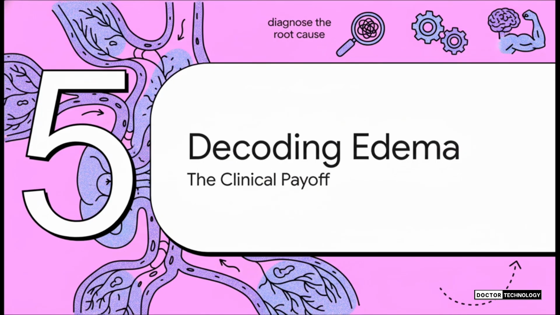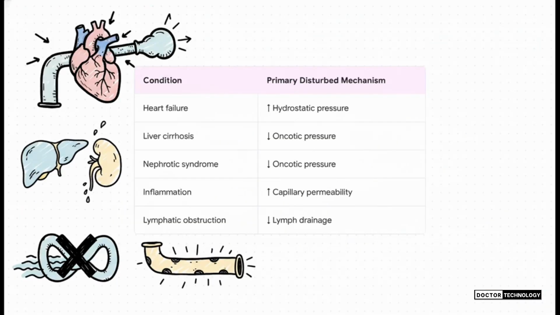Okay, this is it. This is the moment where everything we've talked about comes together. We've built this entire framework of pressures and wildcards, and now we can use it like a detective to diagnose the real root cause of edema. This is the clinical payoff, where all that physiology becomes real-world practice. And this table right here is incredibly high yield. Just look at how each condition maps perfectly to a specific failure.